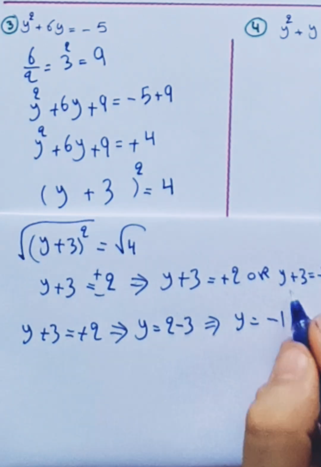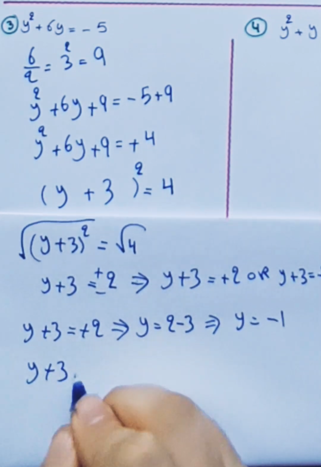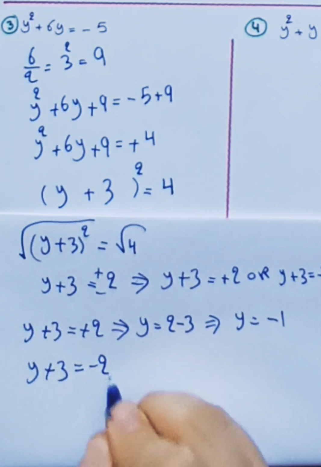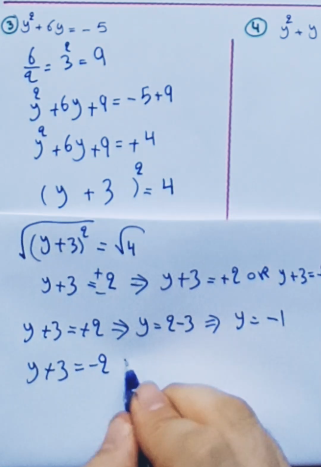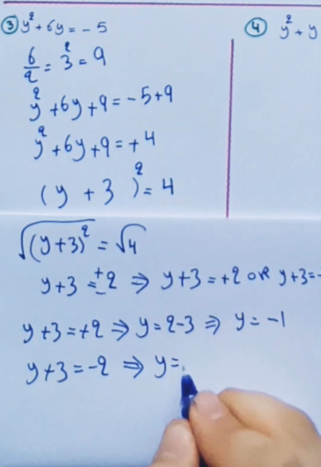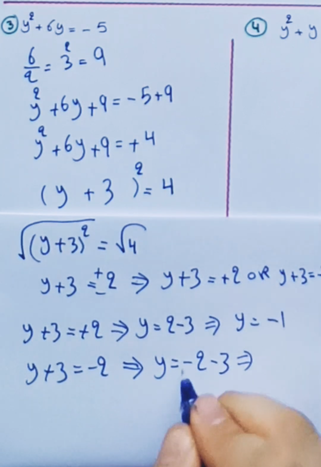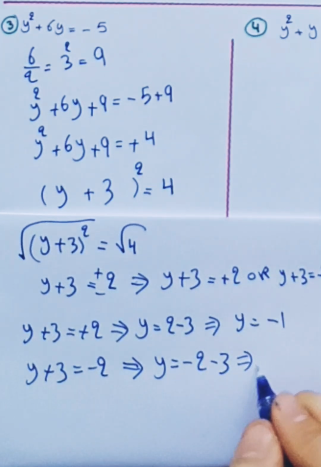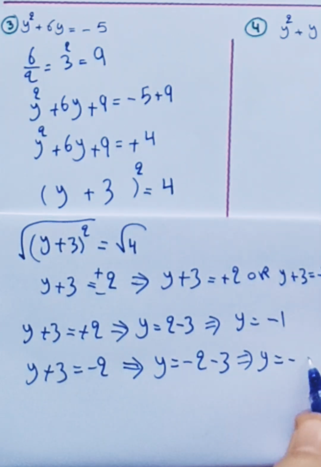And then the second equation, we have y plus 3 equal to negative 2. We have to change the place of positive 3 to the right side. So y equal to negative 2 minus 3. Minus times minus is plus. We have to add these two numbers. Y equal to negative 5.